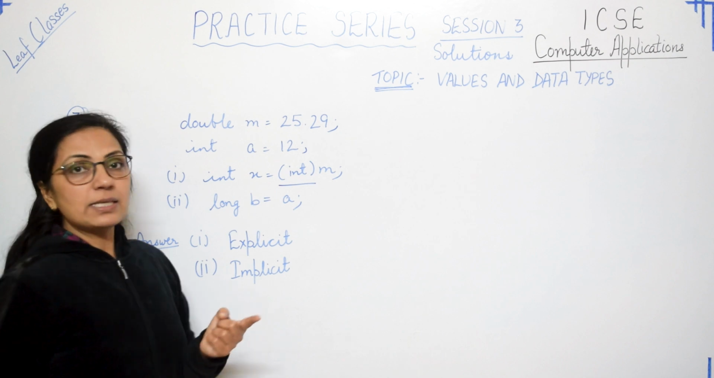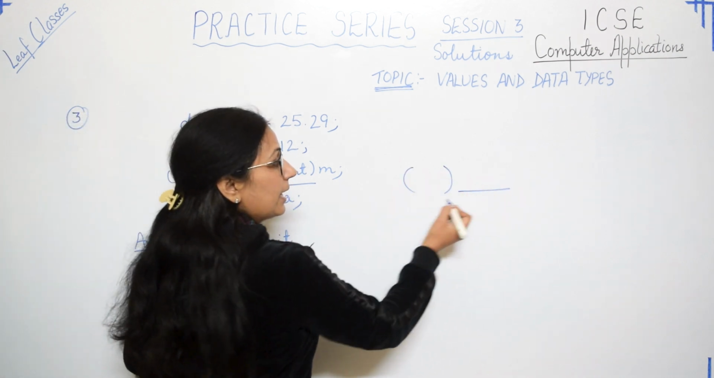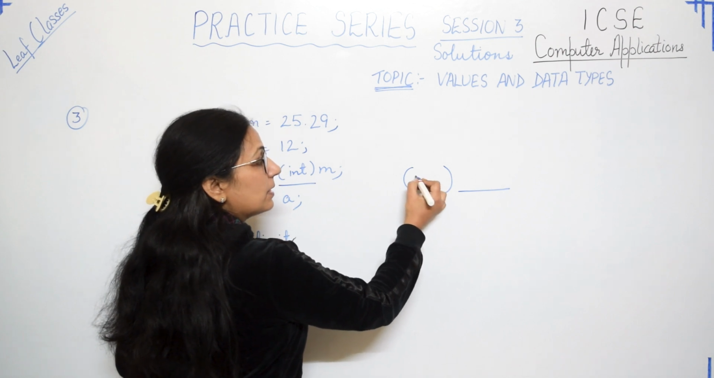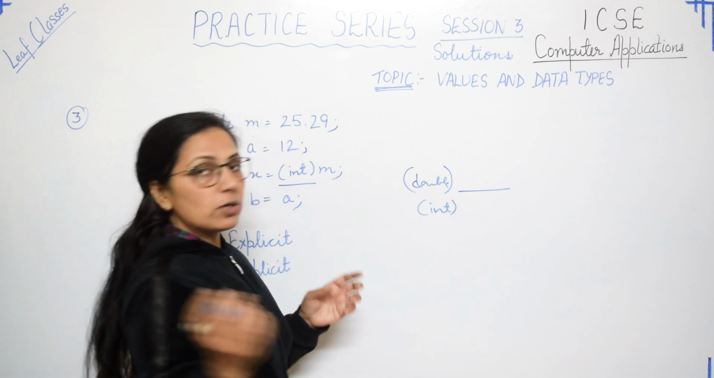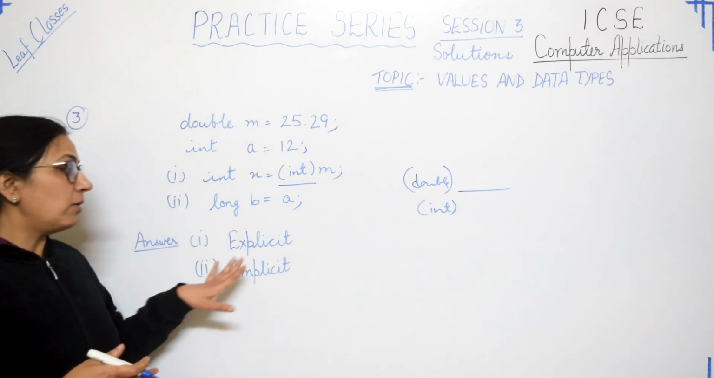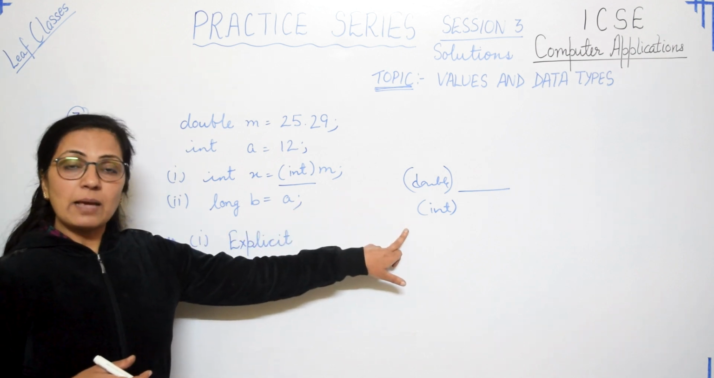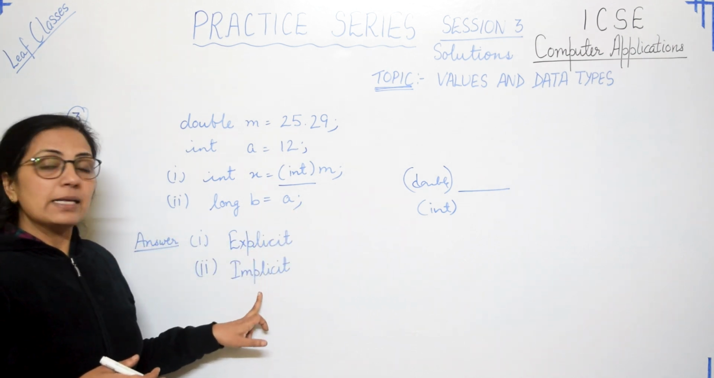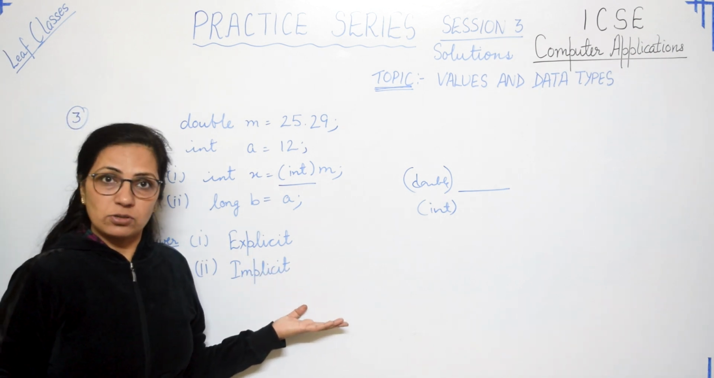So children, always keep in mind wherever any data type is written before the expression, say it is double or int or float, that means we are doing it forcefully, so the answer will always be explicit in that case, and where no such data type is written in the bracket, the answer will always be implicit. This is very simple and I hope all of you have understood it.